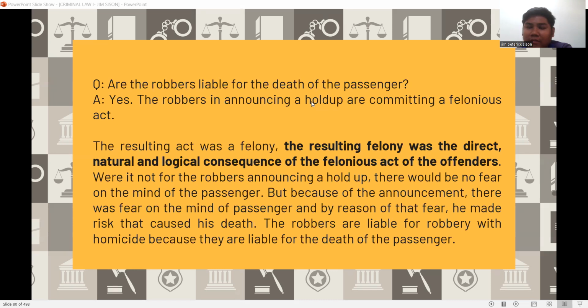The answer is yes. Why? Because the robbers, in announcing a holdup, are committing a felonious act, an intentional felony. And the resulting act was a felony, the direct, natural, and logical consequence of the felonious act of the offenders. Were it not for the robbers announcing the holdup, there would be no fear on the mind of the passenger. But because of the announcement, there was fear on the mind of the passenger. And by reason of that fear, he took a risk that caused his death. So the robbers are liable for robbery with homicide because they are liable for the death of the passenger. Okay?